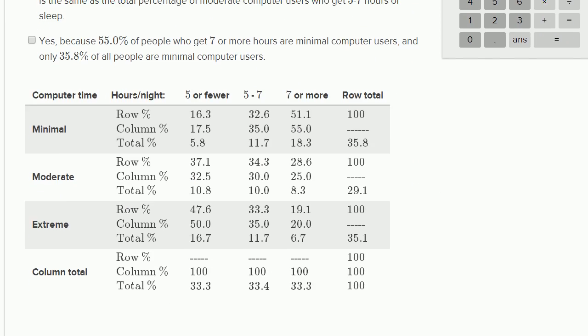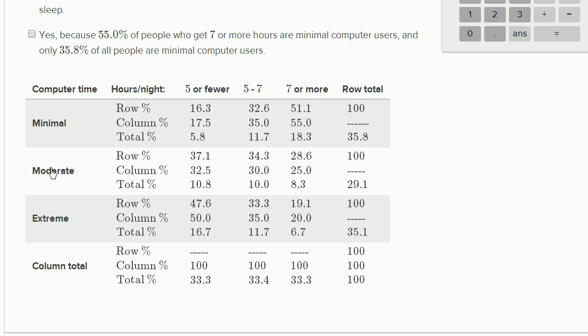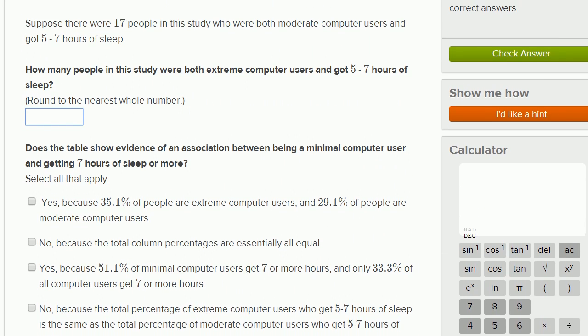So that's the frequency table, and there are 3 categories of computer time, just like they told us: minimal, moderate, and extreme. This is before they go to bed or at night. And then they have the 3 categories of how much they're sleeping: 5 or fewer hours per night, 5 to 7 hours per night, or 7 or more hours. Okay, so that's fair enough. So let's see what they want us to do.